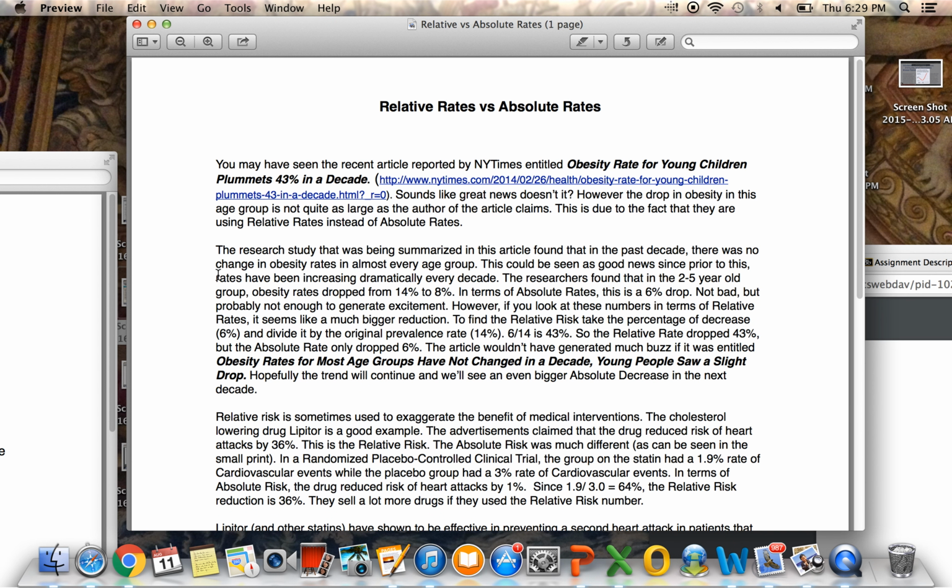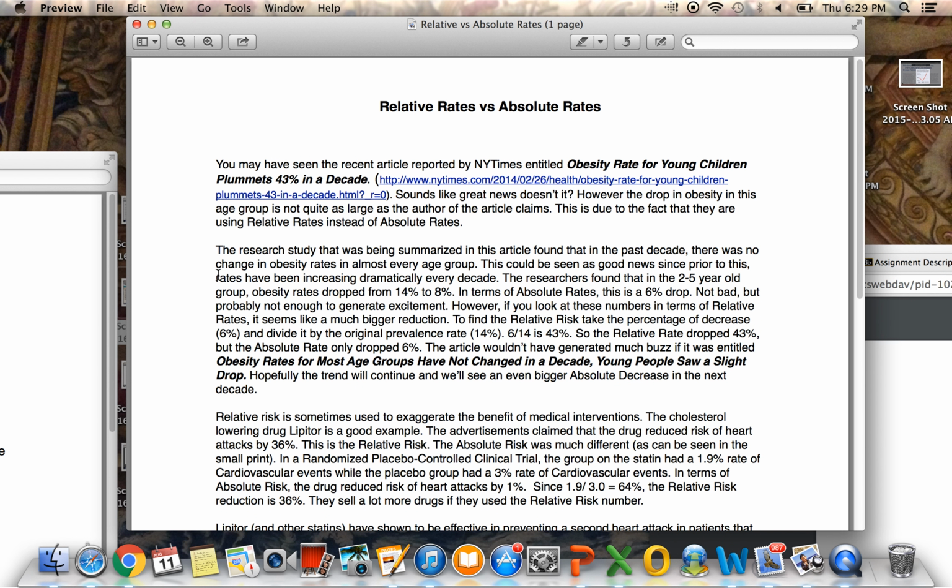Nobody's going to read an article that said there's a 6% drop in one group. But they switched it over to relative rates, and it seems to be a much bigger reduction. To do that, you take the percentage of the decrease, which was 6%, 14 minus 8 is 6%, and you divide that by the original prevalence rate of 14. So 6 divided by 14 is 43%. So the relative rate was a 43% drop.